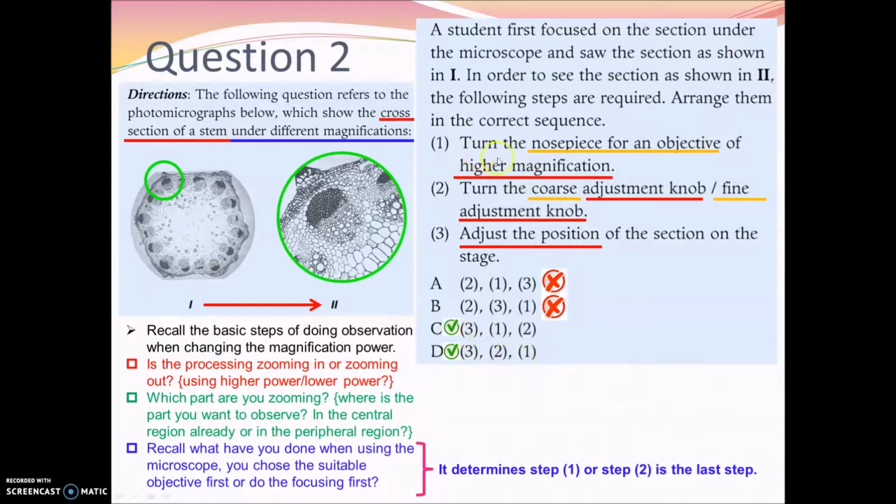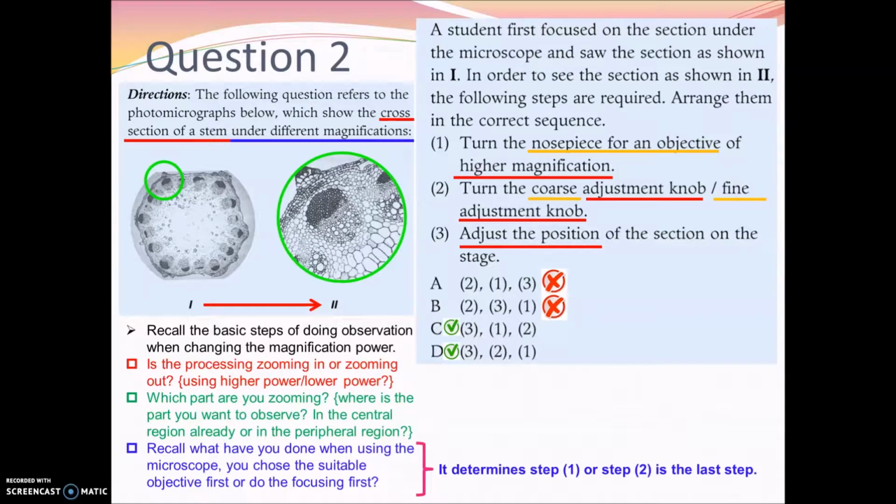So for the first step, turn the objective of higher magnification. That means we use high power. Yes, it makes sense. And the second one, turn the coarse or fine adjustment knob. So which one do you do first? You tell me, C or D, which one is the answer?